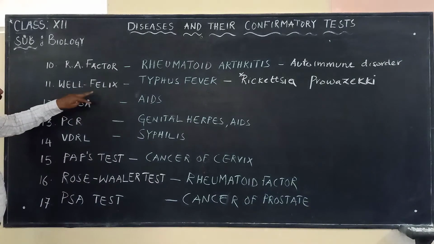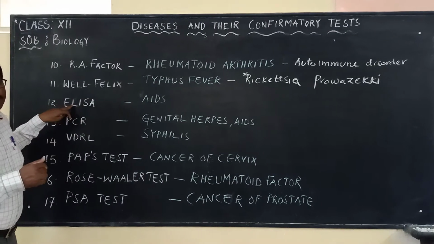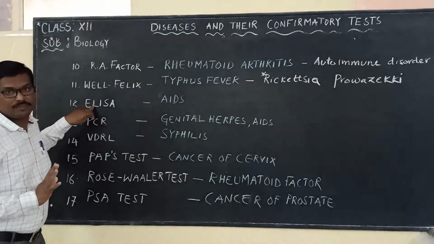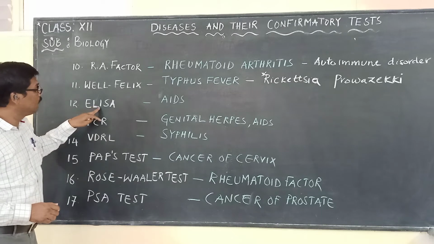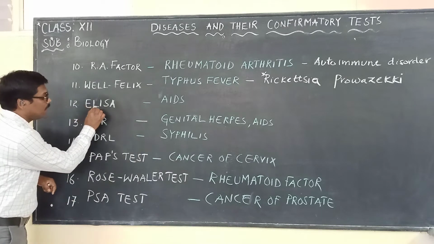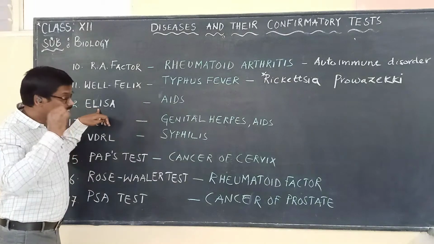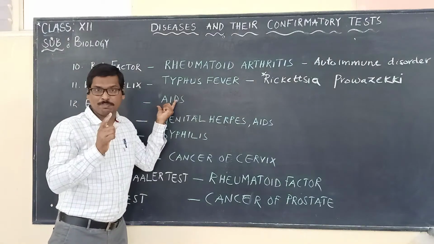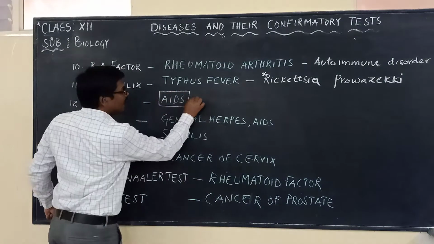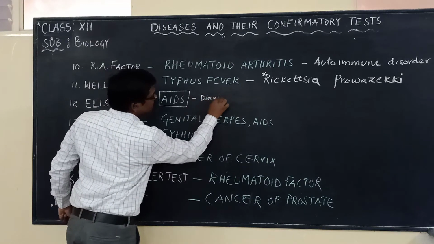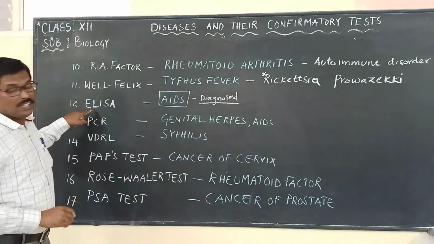So here the other one is the ELISA. Already we came across that ELISA is used to confirm carcinogenic, we said. ELISA means enzyme linked immunosorbent assay. So here, the ELISA test is done in order to diagnose, please remember, AIDS. AIDS is diagnosed by the ELISA test.